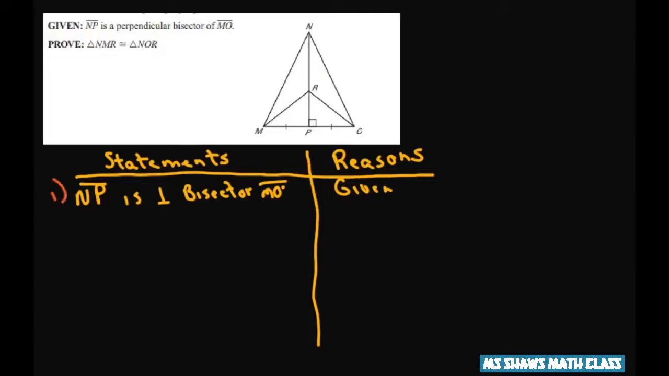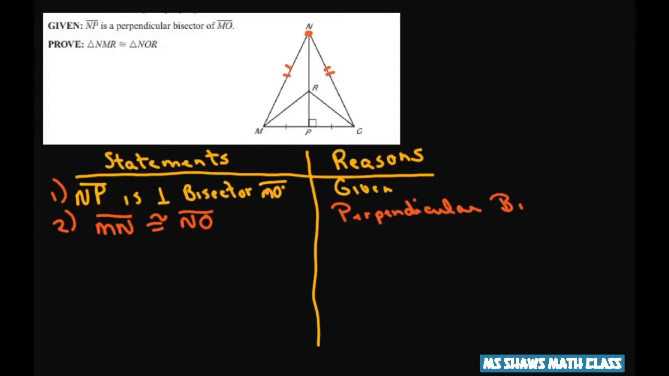So that's one. Now since N is on the perpendicular bisector, we know that MN is congruent to NO. So MN is congruent to NO, since this point is on the perpendicular bisector. And that's just your perpendicular bisector theorem.